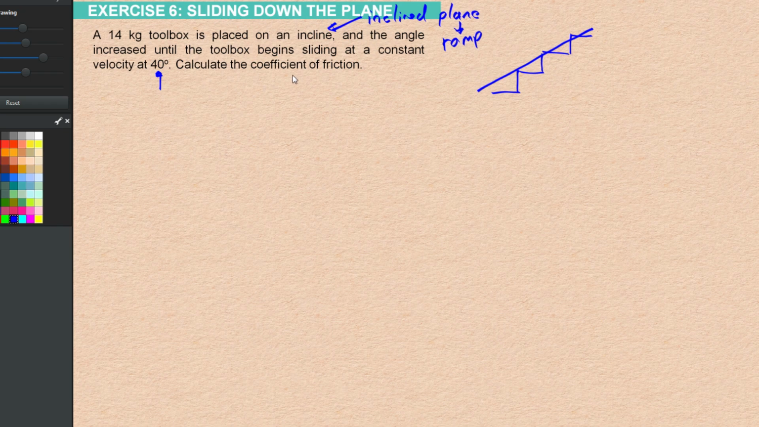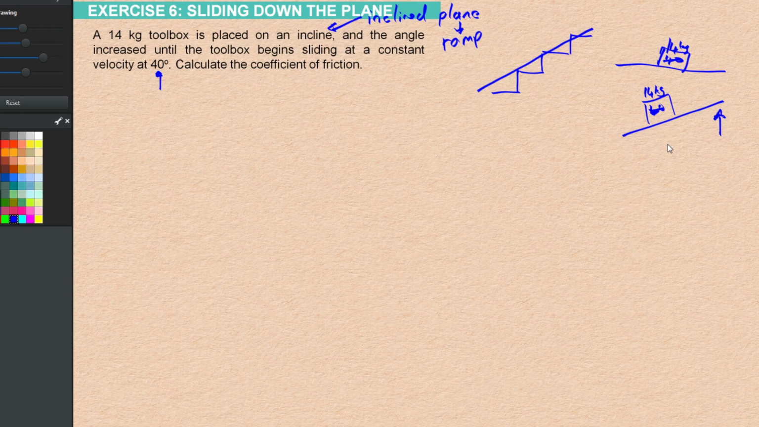Just a bit of a story about what happens here. This is a simplified problem. What would happen is we'd start with the toolbox on roughly flat ground. It should be a straight line. As we then tilt this further up, our 14 kilogram toolbox will start to slide.